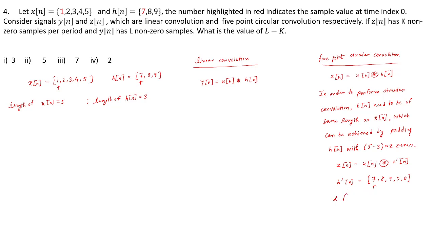And 5-point circular convolution results into length of Zn, b k is equal to 5, which is also equal to number of non-zero samples of Zn.